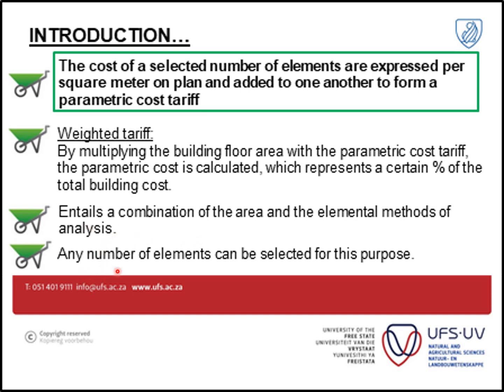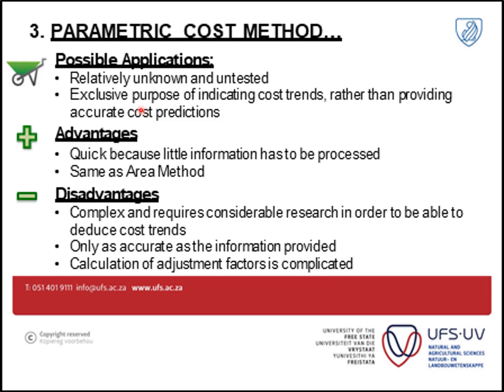And now any number of elements can be selected for this purpose. Okay, so possible applications are relatively unknown and untested, but it does provide you with some flexibility when you're doing an estimate. It's used for the exclusive purpose of indicating cost trends rather than providing accurate cost predictions. Okay, and the advantage is it's quick because little information has to be processed, the same as area methods, so the same rationale is usually used.